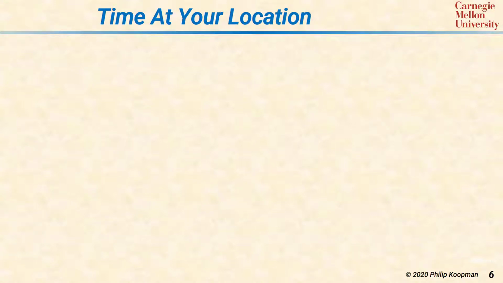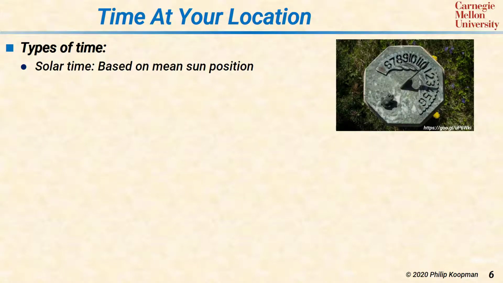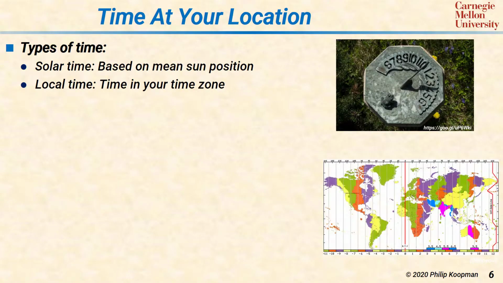As difficult as it sounds to synchronize with the current time on clocks, things get even worse if you need to know the local time, meaning the time that has to do with the sun and the stars at your location rather than the convention of whatever time zone you're in. One type of time is solar time, which is based on the mean sun position. Another is the local time, which is the time in your time zone.